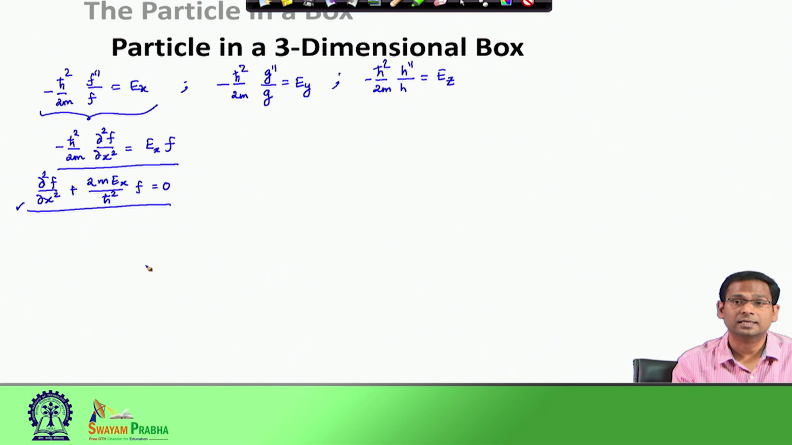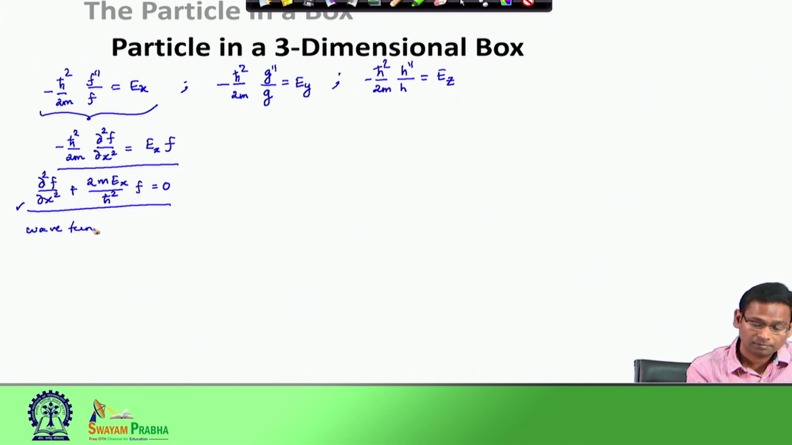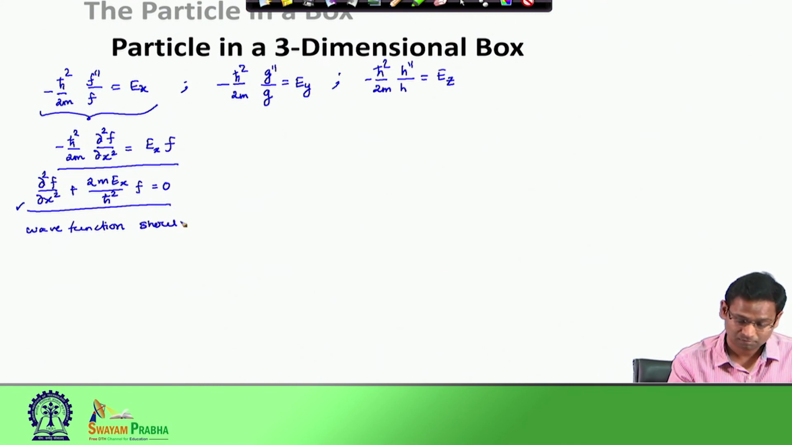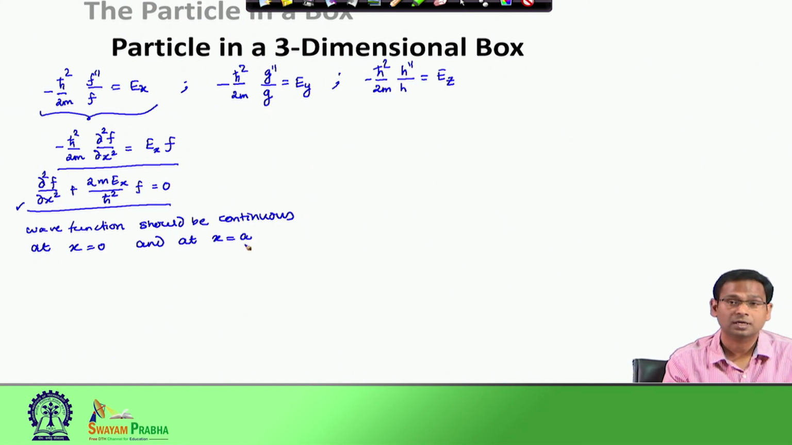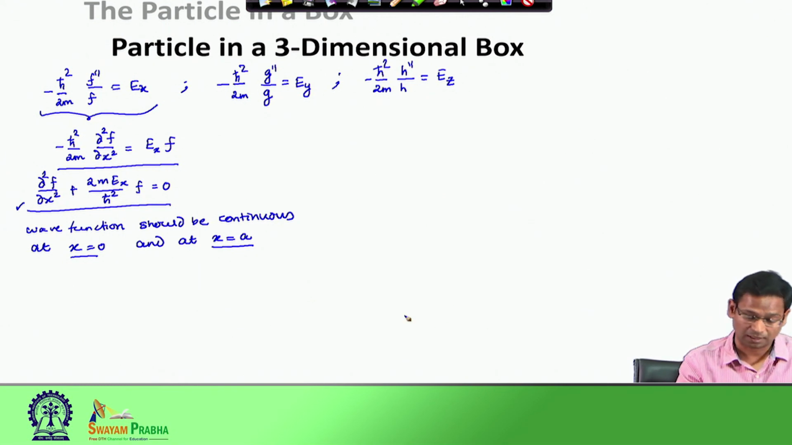put boundary conditions. And here, like the particle in a one dimensional box, we have the same boundary condition, that at the interface along the x axis the wave function must be continuous. So, when I am talking about x axis, I should say that the wave function should be continuous at x equals 0 and at x equals a, because that is the length of the box along x axis. So, when I impose this condition, we would actually get back the solution that we already are familiar with as a particle in one dimensional box.